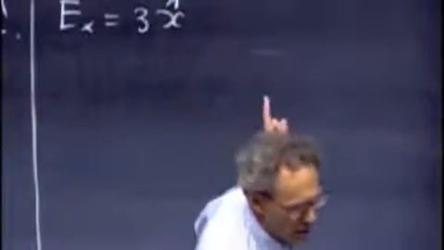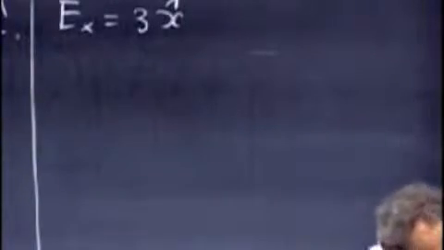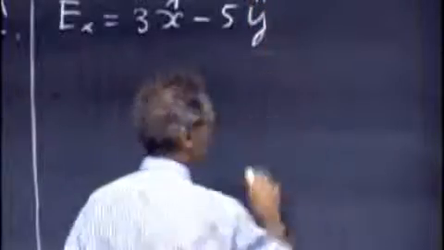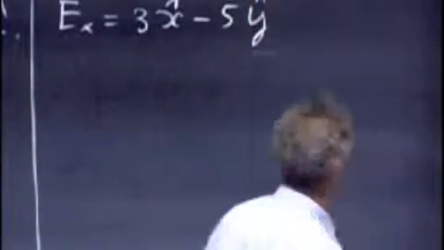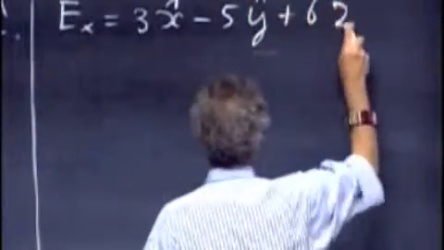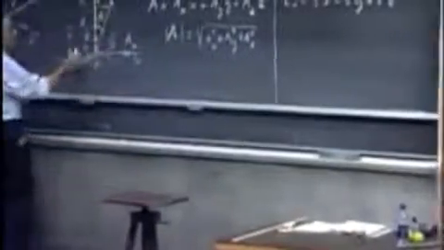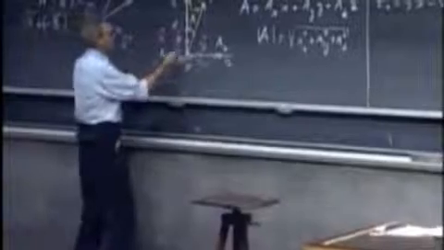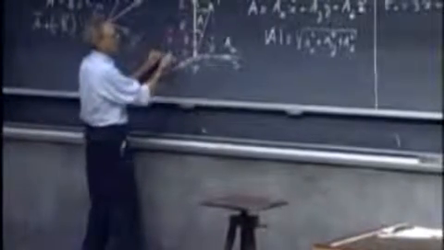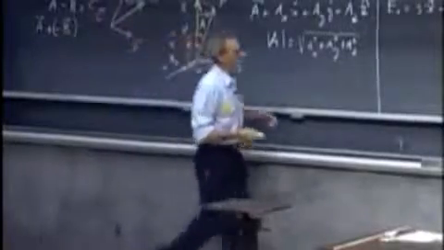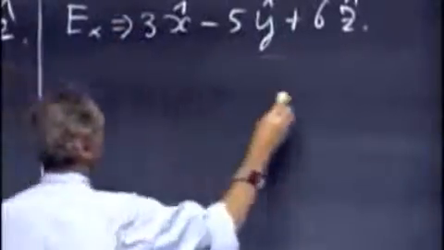So Ax is 3 x-roof minus 5 y-roof plus 6 z-roof. That means that it's 3 units in this direction, 5 units in the minus y direction, and 6 in the plus z direction. That makes up a vector, and I call that vector A.